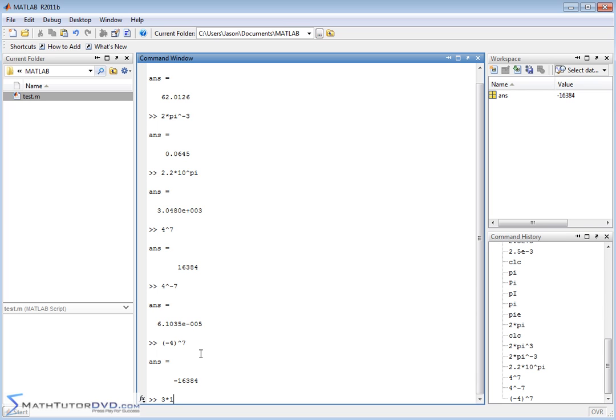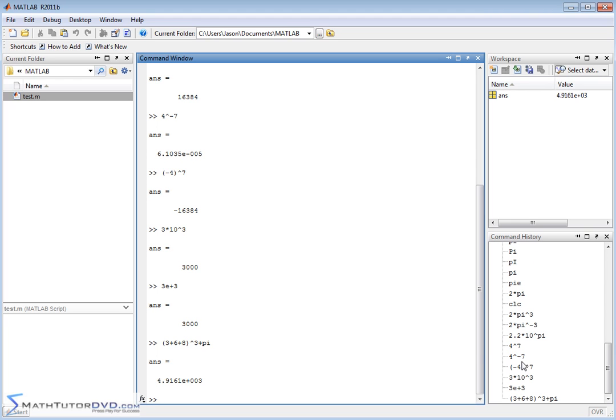You could say 3 times 10 to the power of 3. Of course, that's going to give you scientific notation. Or you could just say 3e to the plus 3. That's going to be the same representation of scientific notation. So get the hang of this, grab some parentheses, 2 plus 5 plus 6, and then raise it to a power, and then add pi to it if you like. And MATLAB is going to follow the rules of exponents and scientific notation, just like the rules of algebra, to give you the answers. And of course, you can see your entire command history as we go back through here as well.